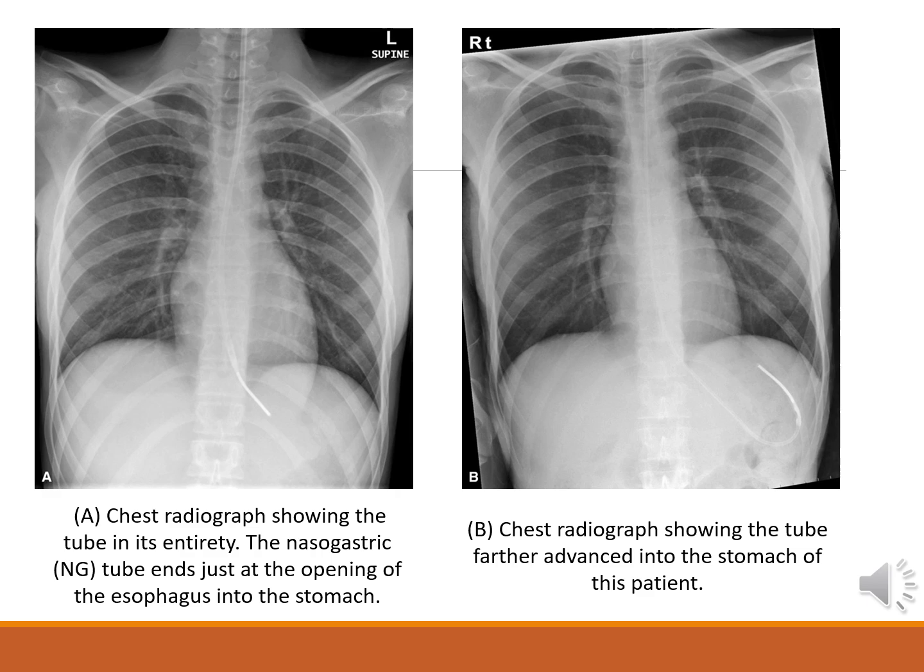I wouldn't necessarily say chest radiograph B is an inaccurate placement, but if NG tubes are placed too far into the stomach, they are at risk for complications, including migration, coiling, or damage to the duodenum.